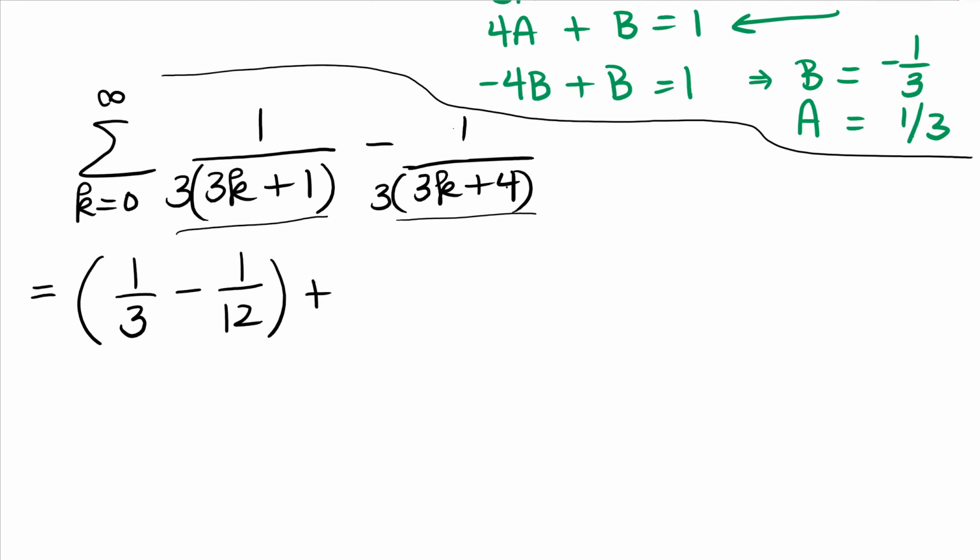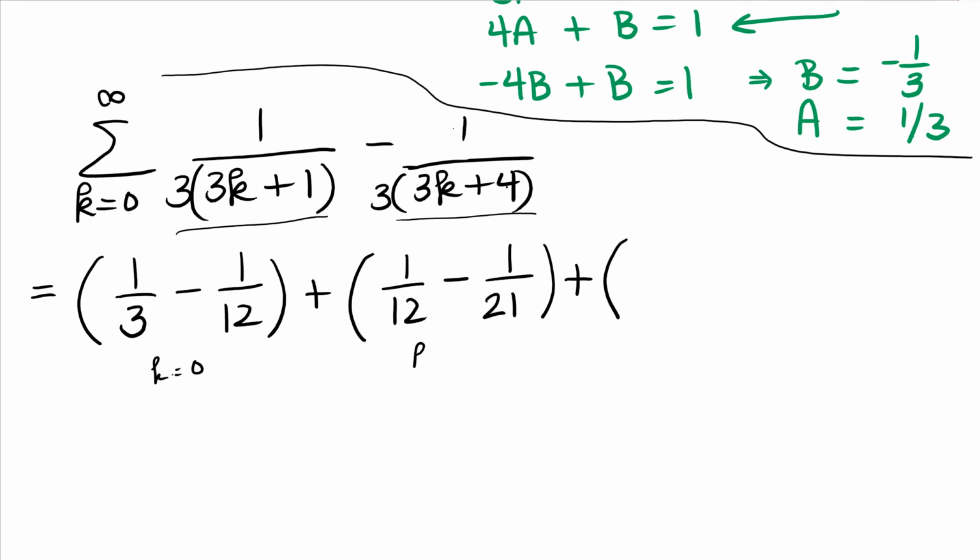Plus, when k is 1, I'm going to get 1/12, minus, and when k is 1 here, I'm going to get 7 times 3, which is 1/21. I'm going to keep going just a little bit. I'd like to go a few more than usual. So this is k equals 0, this is k equals 1. Let's just look at k equals 2. It looks like I get 1/21 minus 1/30, I think, plus dot, dot, dot. Oh, thank the math gods for the dot, dot, dot, right? Oh, whoa.